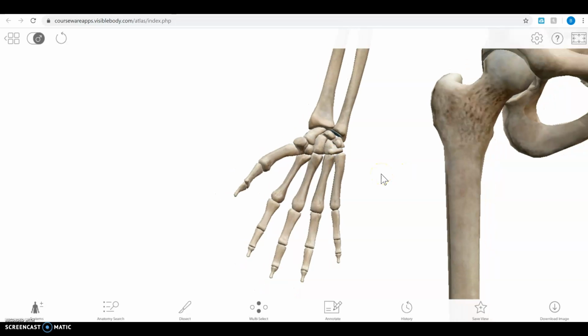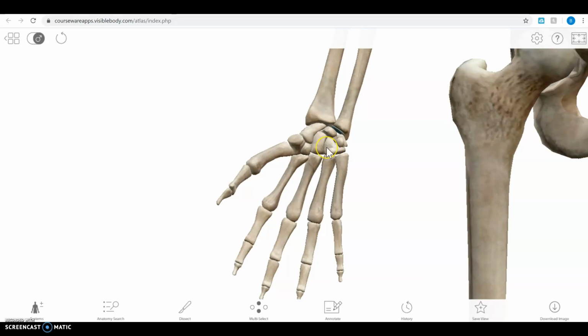Okay, so we will look at the hand and the foot, and then we'll be done with the bones. This model is in anatomical position, so right now you're looking at the palm of the right hand. When you're looking at these bones, the easiest way to remember the order of the bones, because you'll need to know where each of these bones lie.